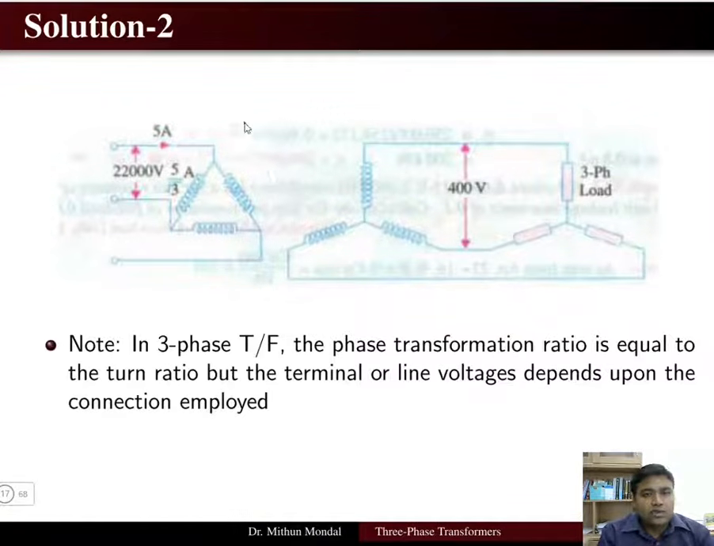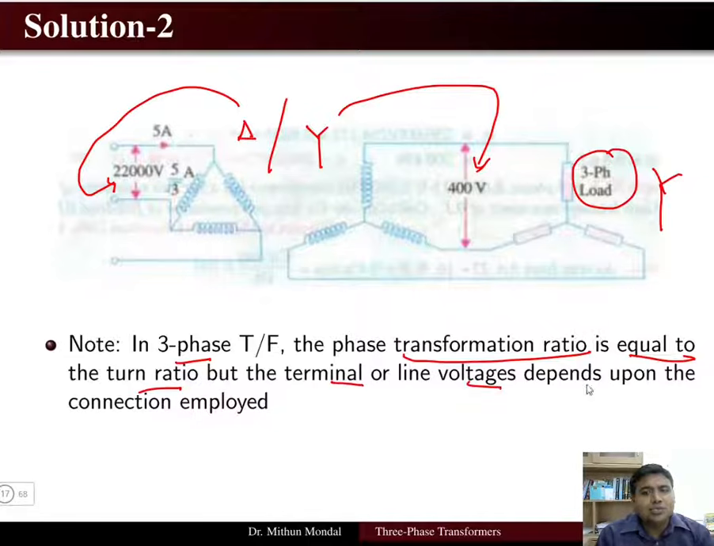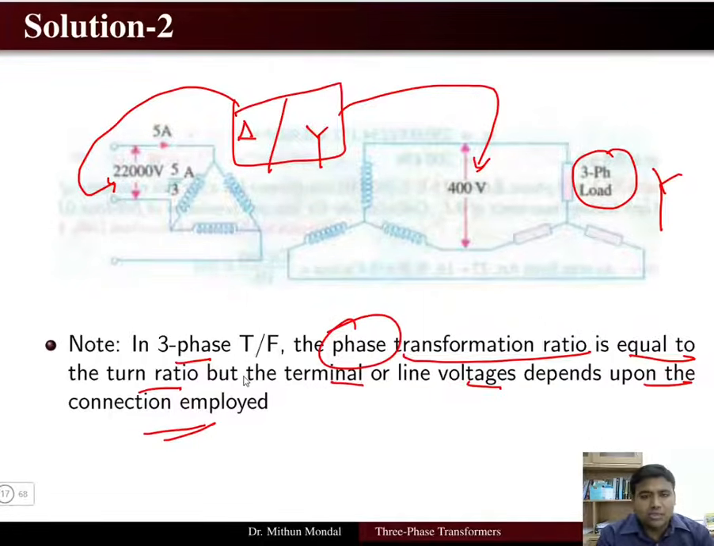So let us see and draw the diagram. First on the primary side we have delta connected and on the secondary side we have star connected. The delta connected is giving a line voltage of 22,000, whereas the star connected has a voltage of 400 volt, and there is a 3-phase load which is basically star connected. So in a 3-phase transformer, the phase transformation ratio is equal to the turns ratio, but the terminal or line voltage depends upon the connection. So depending upon what type of connection you have, delta or star, the voltage and current will be dependent, but the transformation ratio we have to obtain based on the turns ratio.